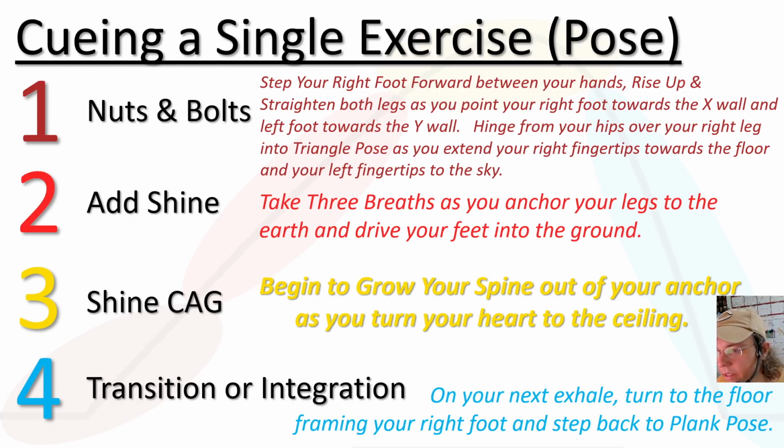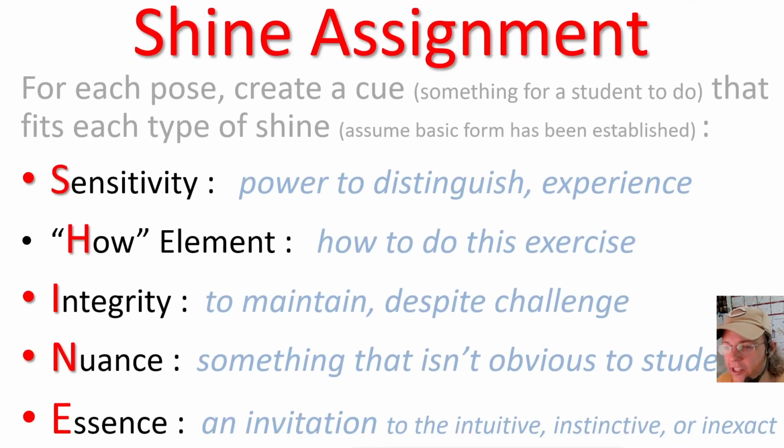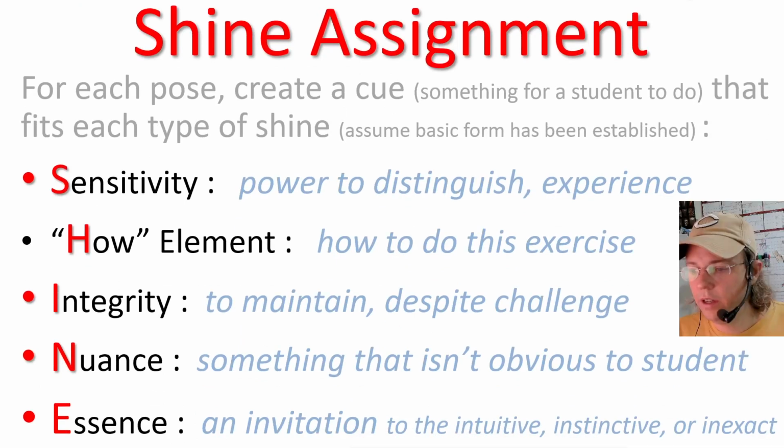So with that, I have a shine assignment for you right after I do the assignment of moving my head again. The shine assignment is for each pose to create a cue. It could be very few words, it could be a lot of words, but create some cue, which is to say, again, we don't need to complicate this. A cue is just giving the student something to do. You're just communicating something to do to the student. So for each pose, create a cue, something for the student to do that fits each type of shine.